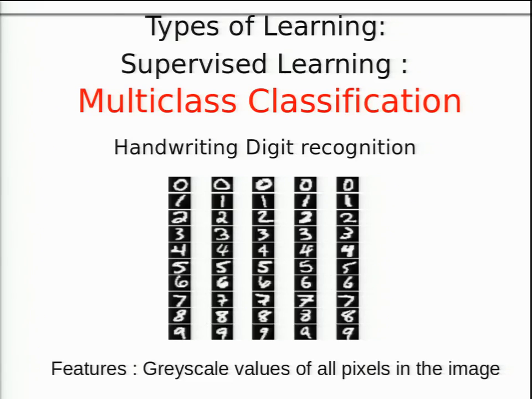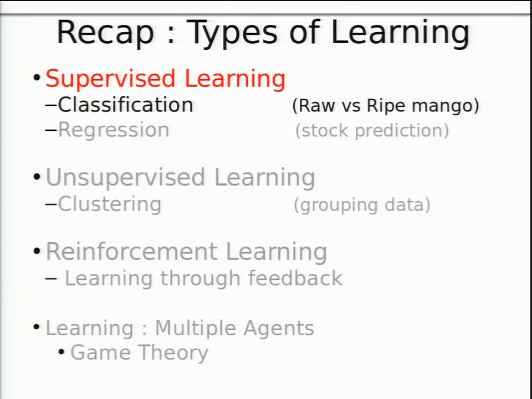But the idea here would be to learn the boundaries between all these classes, and there are extensions available for this. So we will not go into the details of that in this particular talk. Okay? So this is about classification. So the next form of supervised learning that we are going to see is regression.